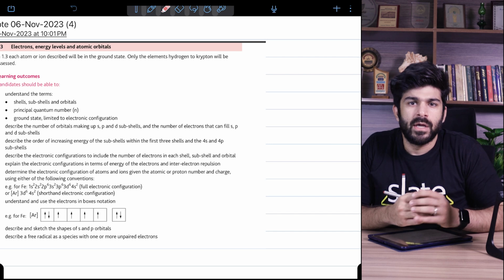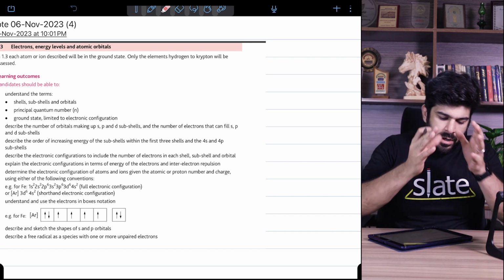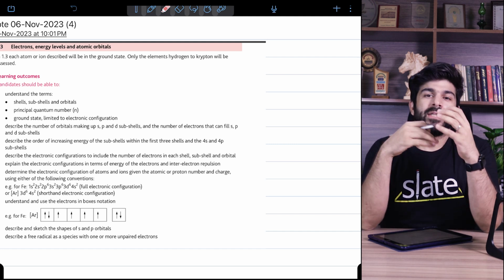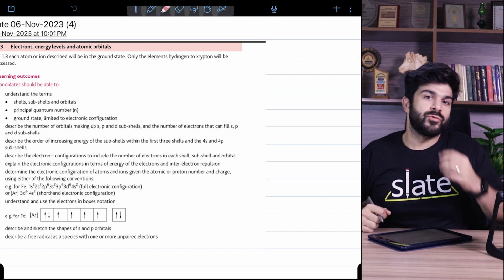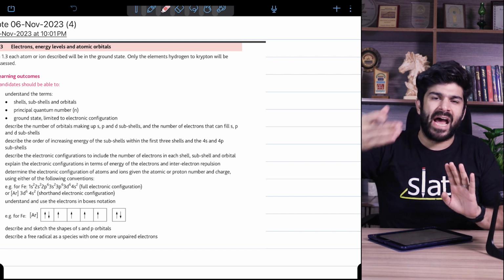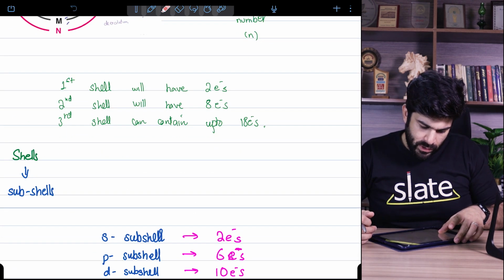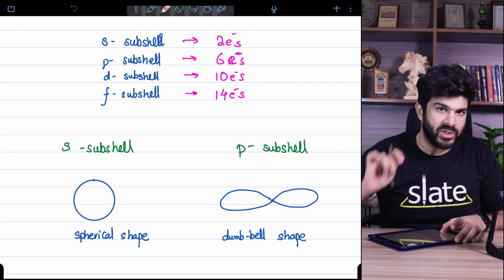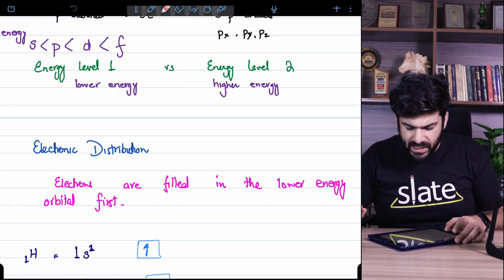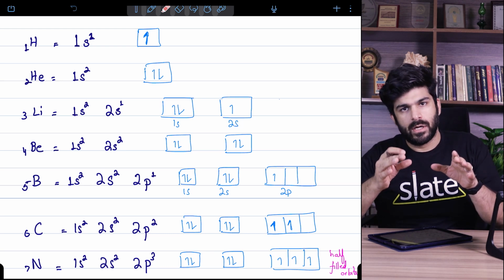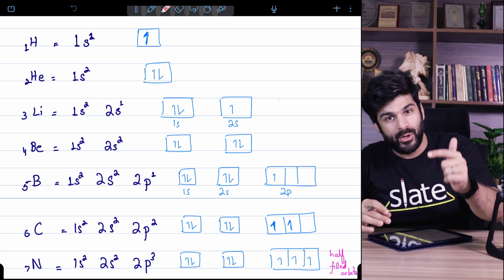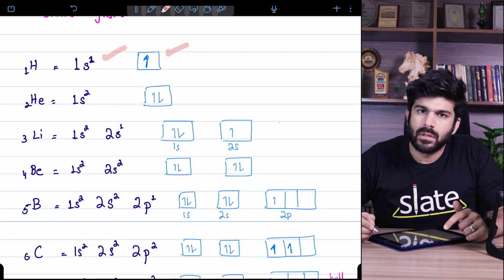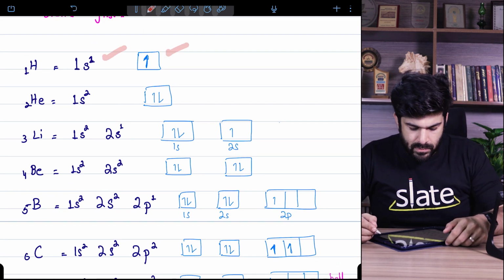Let's study chemistry. In the last lecture of the first chapter of AS chemistry, we were talking about the electronic configuration, which was, unlike the O levels, obviously more enhanced. We talked about the shells, the subshells, the number of electrons that one subshell can have, and the shapes. And then we further wrote and drew the electronic configuration along with the orbitals of the first 10 elements.